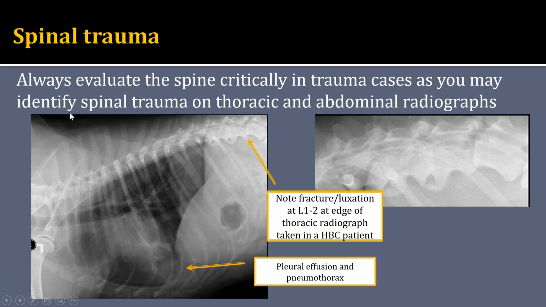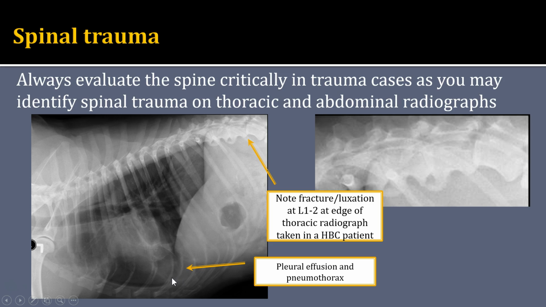So this patient, I have a lateral radiograph of the thorax in a patient that was hit by a car, and the thoracic radiographs were obtained to assess for thoracic trauma, which this patient has. There's some pneumothorax. We can see the air opacity in the pleural space and lung lobe retraction, and then a combination of some free pleural air and some pleural effusion.